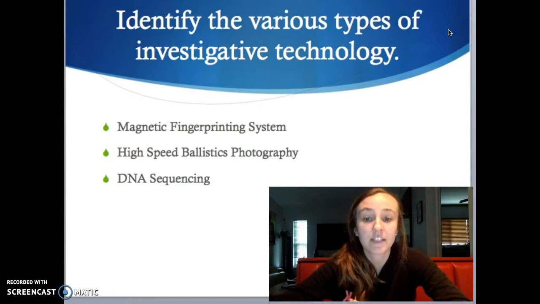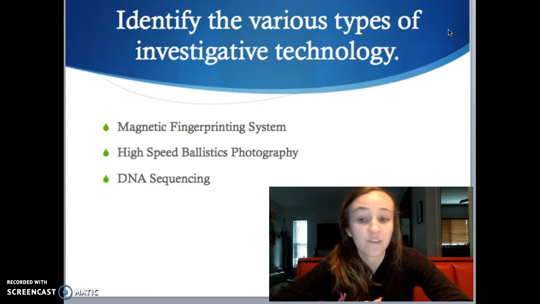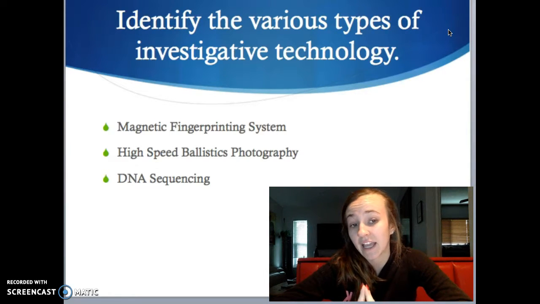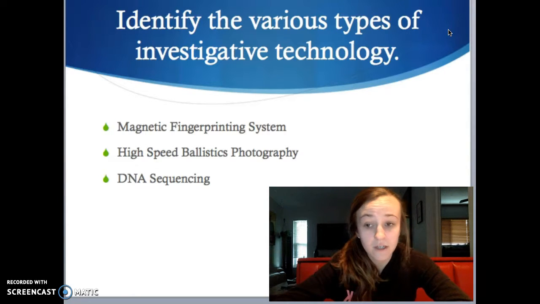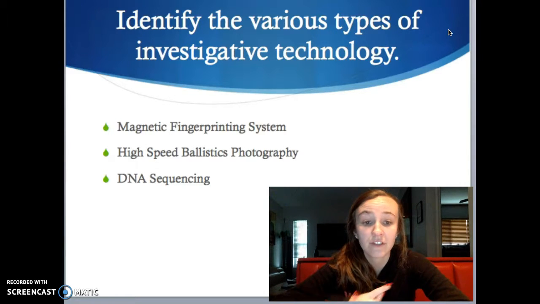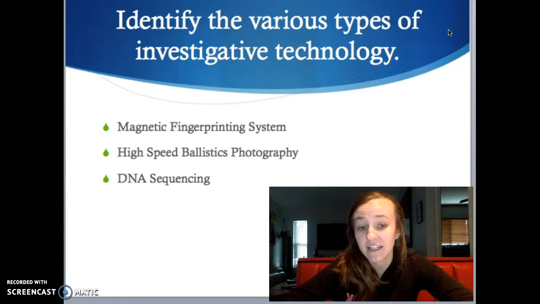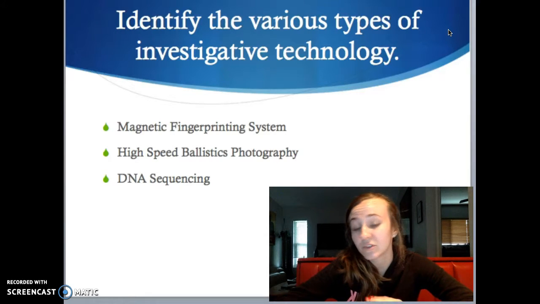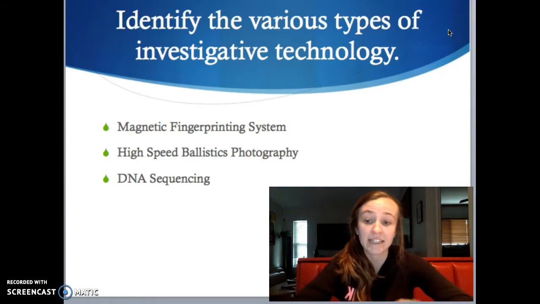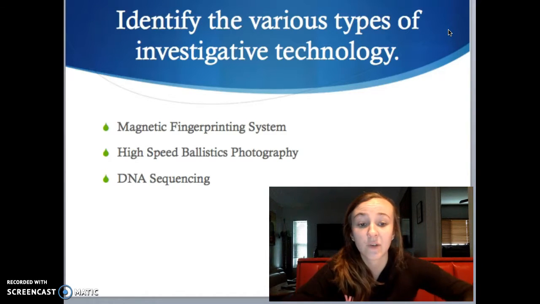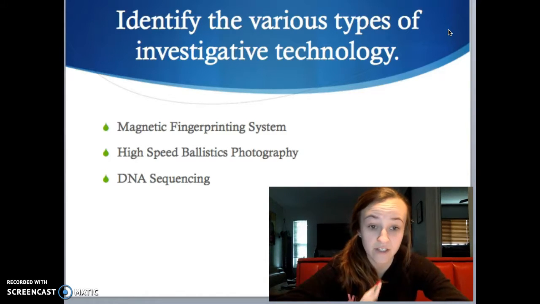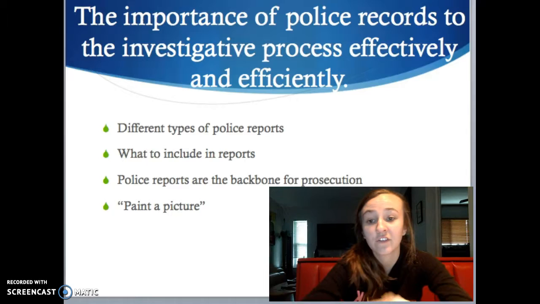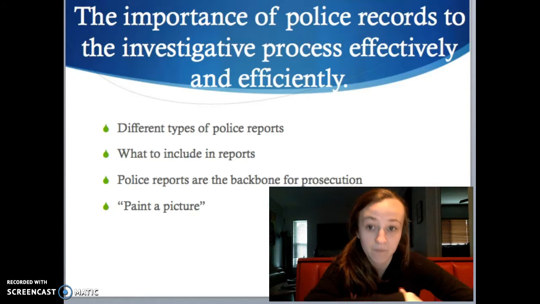Identify the various types of investigative technology. So I found the automated fingerprint identification system, also known as AFIS, where you're able to identify, store, and analyze fingerprints. High-speed ballistics photographing is a technique that uses high-speed cameras that allows investigators and experts to determine how bullet holes, gunshot wounds, and glass shatters are actually created. And DNA sequencing uses DNA to identify criminals and victims by using trace evidence such as hair follicles and skin.